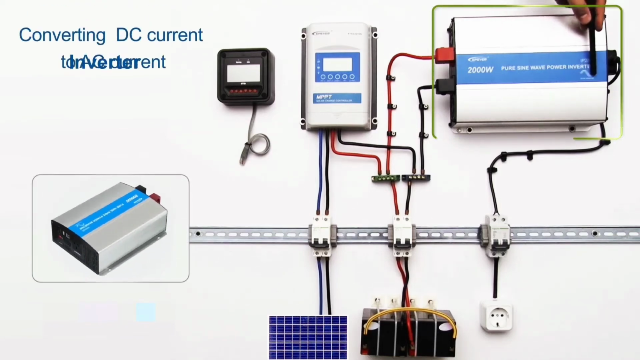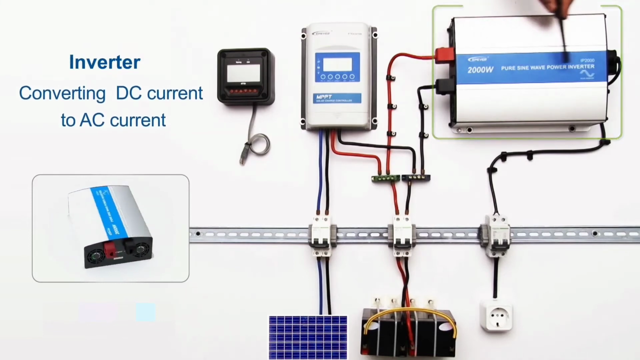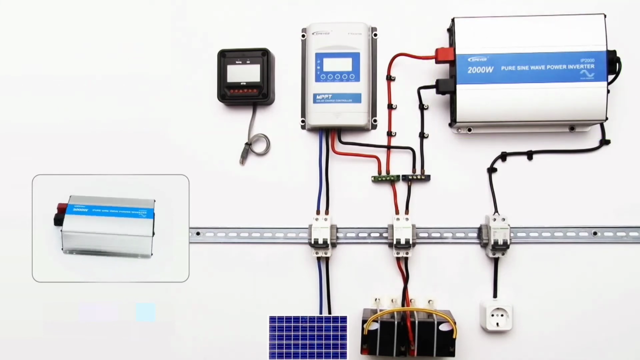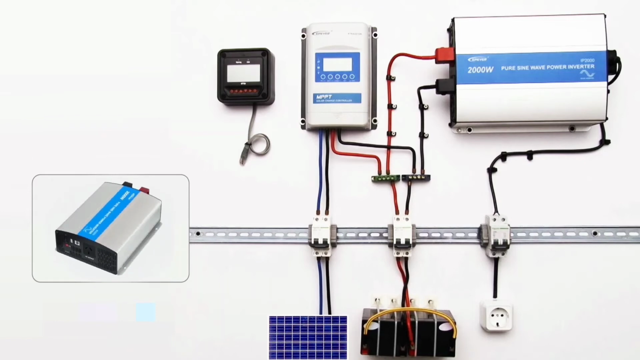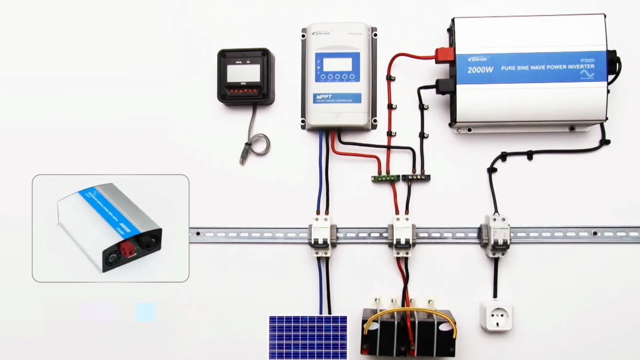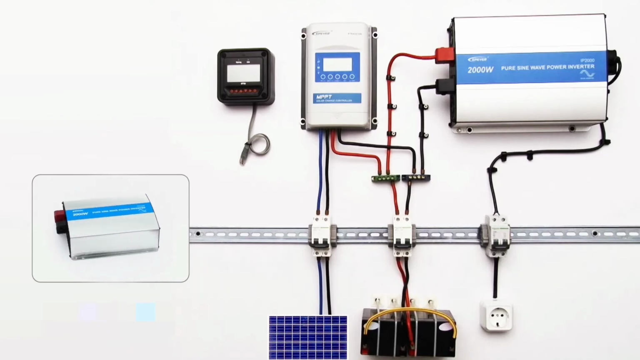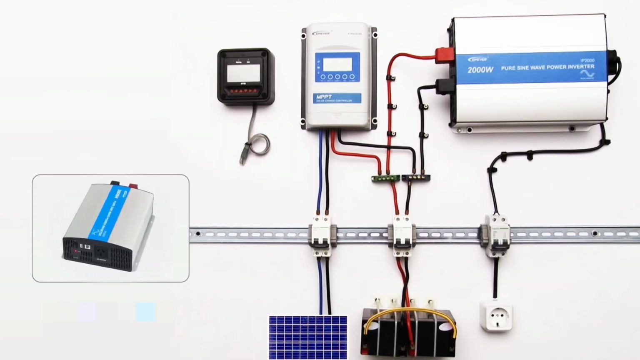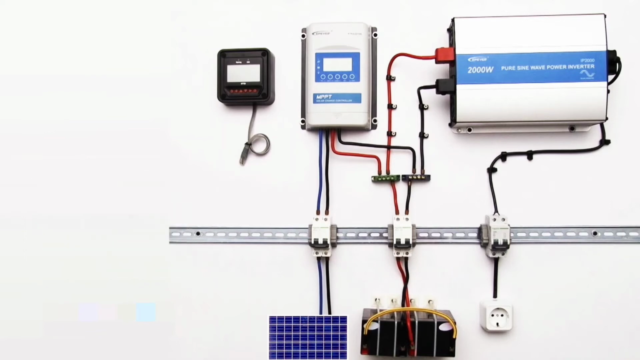This is the inverter. It converts the direct current or DC output of the battery into alternating current or AC, which enables you to power your AC equipment with the use of batteries.